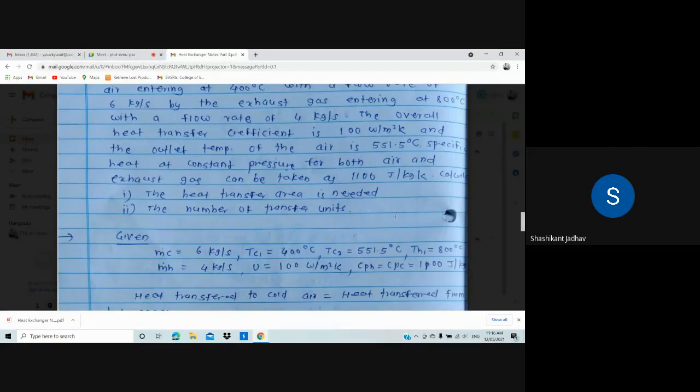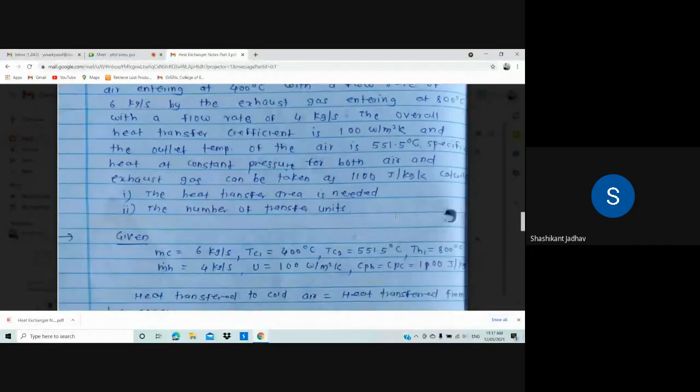Then the overall heat transfer coefficient is 100 watt per meter square Kelvin. Means capital U is equal to 100 watt per meter square Kelvin. Okay, and the outlet temperature of the air is TC2 is equal to 551.5 degrees Celsius. Okay. And specific heat at constant pressure for both air and exhaust gas can be taken as 1100 joule per kg Kelvin. Means Cp of hot fluid and Cp of cold fluid is given. So Cph is equal to Cpc, and that value is nothing but 1100 joule per kg Kelvin.